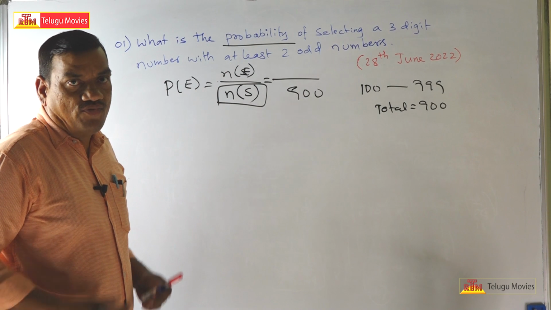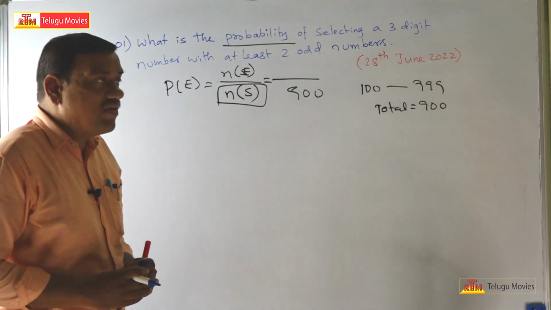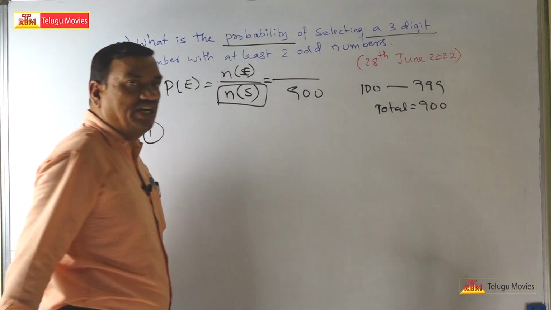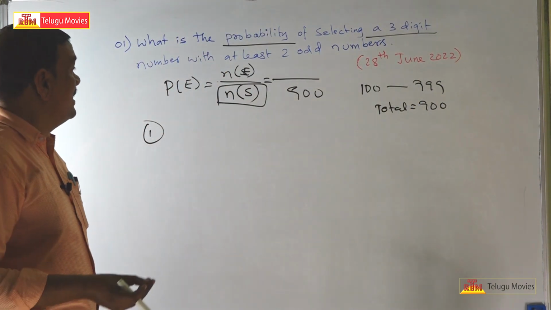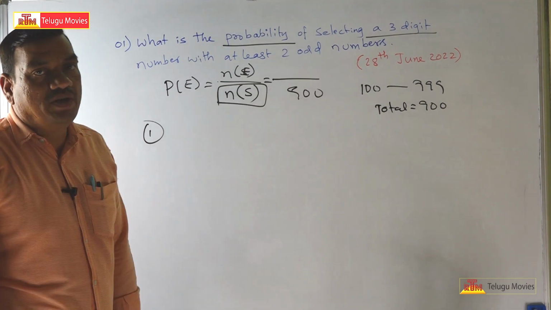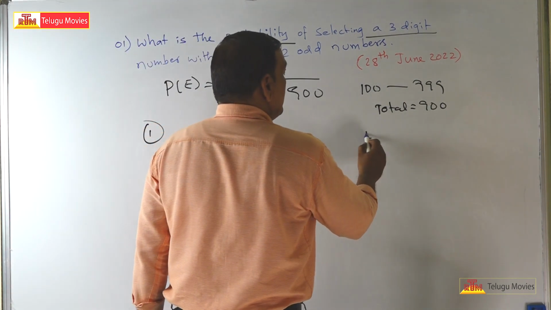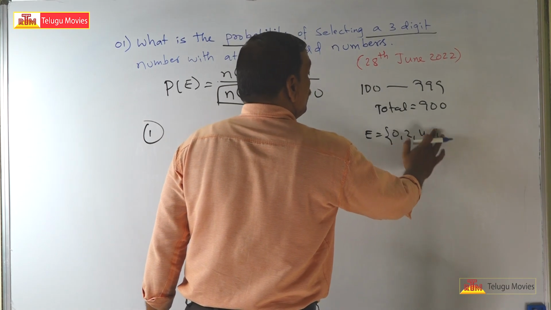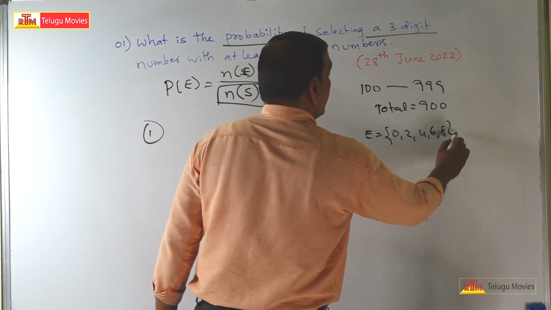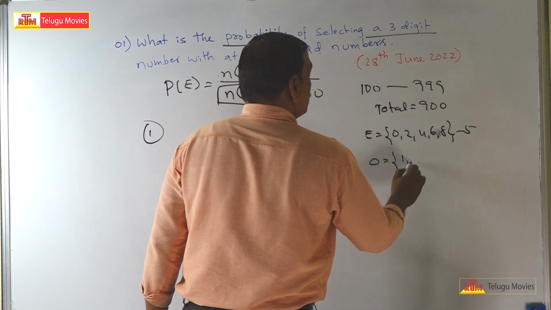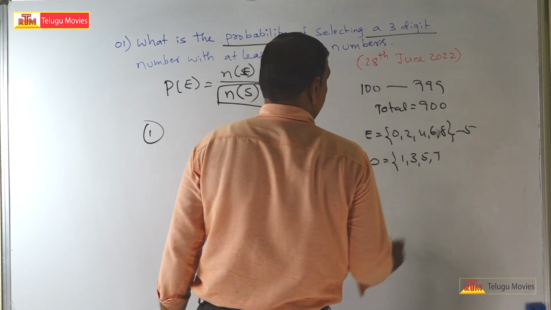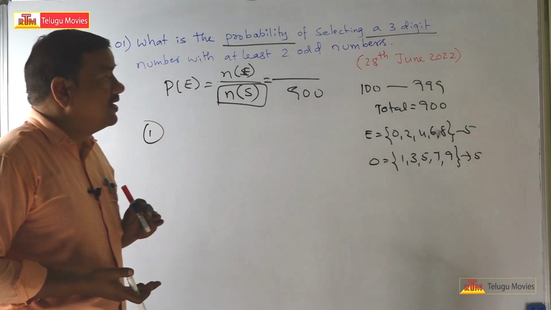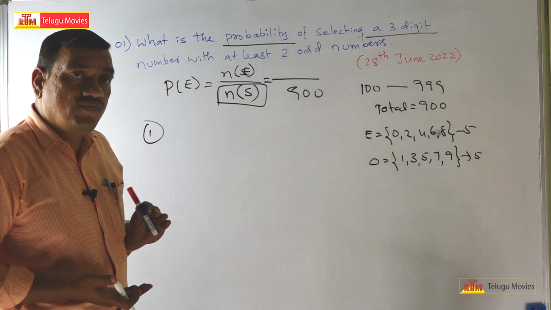What about the numerator? The favorable cases. What are the favorable cases? First of all, it is a 3-digit number, and at least 2 digits should be odd. So here, what are the even digits we have? 0, 2, 4, 6, 8. So they are 5. What are the odd digits? 1, 3, 5, 7, 9. These are the odd digits. We know the digits are from 0 to 9. There are 5 even digits and 5 odd digits.